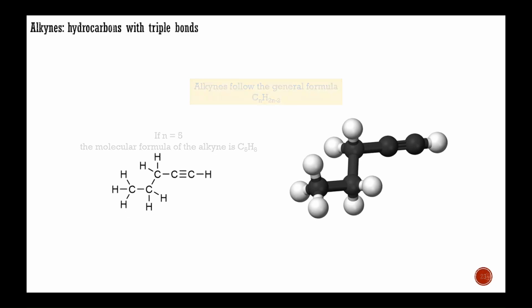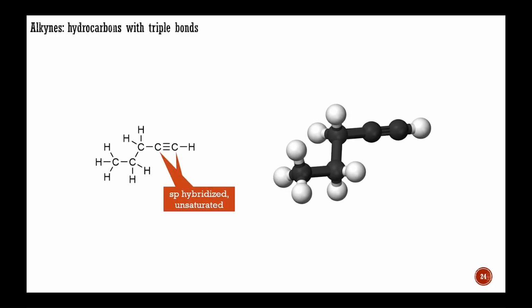C5H8. A carbon atom involved in a triple bond can bond to only one other atom, so the geometry around each triple bonded carbon is linear. Each carbon is sp hybridized.